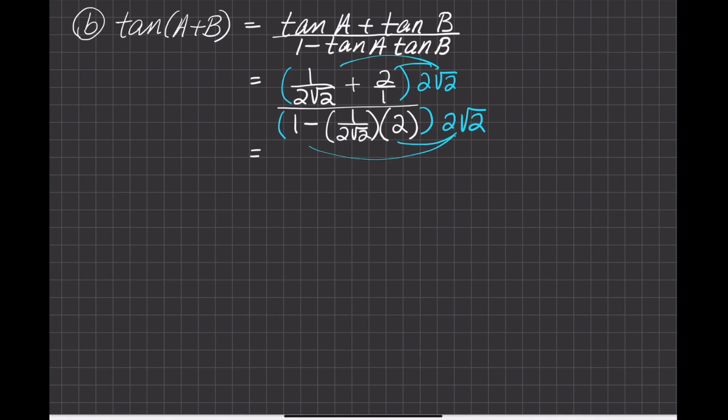And as we distribute this through the parentheses, let's see what happens. And we might have to do some more work before we say that we're finally done, but we've got 1 over 2 square root of 2 times 2 square root of 2 is going to be equal to 1. And then plus, we have 2 times 2 square root of 2, which is going to be plus 4 square root of 2 over 2 square root of 2.